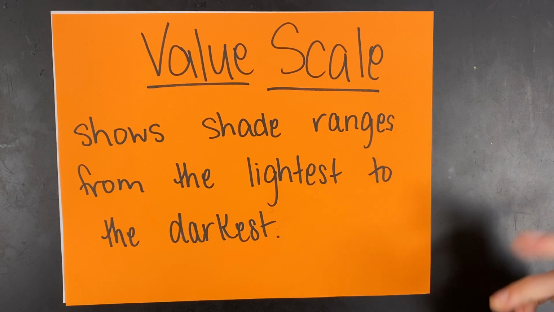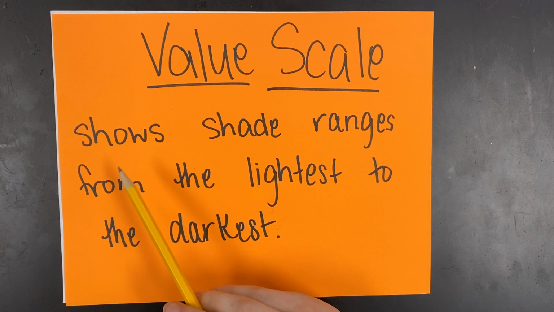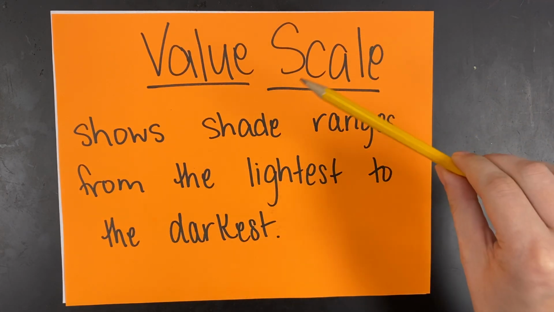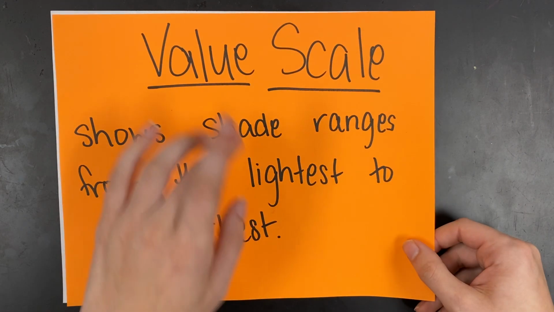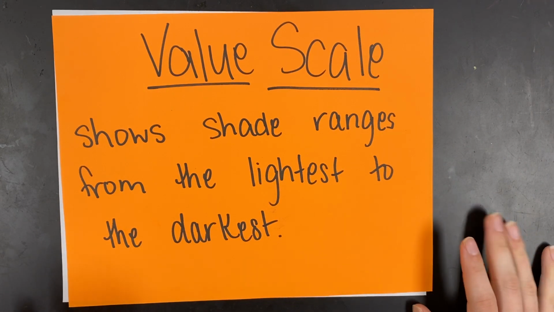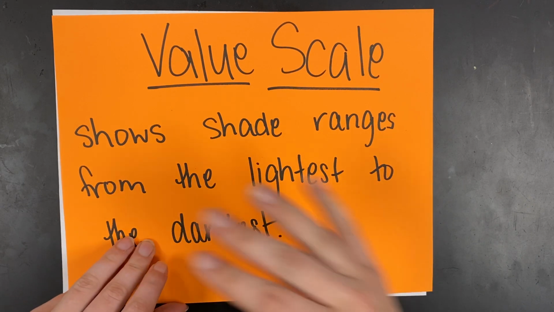So today we are going to be talking about how to create your own value scale, okay? A value scale shows shade ranges from the lightest to the darkest. So it basically is going to show all the different shades you can make with your pencil. We're going to try to make 5 shades today with our pencil, all right? So a value scale shows the shade ranges from the lightest to the darkest. If we have a quiz or anything, there is your answer right there, all right? So value scale, it's going to show that range of values, all right?